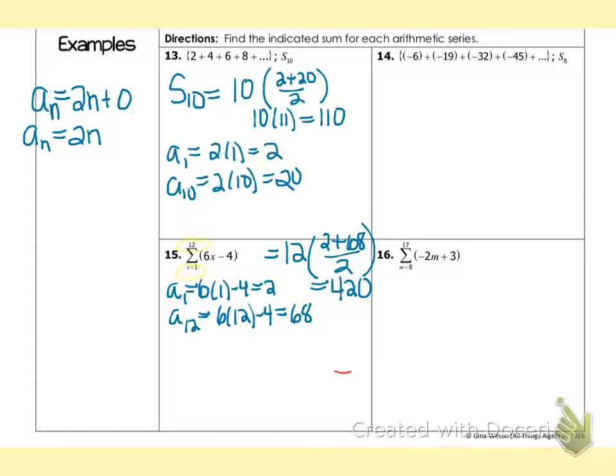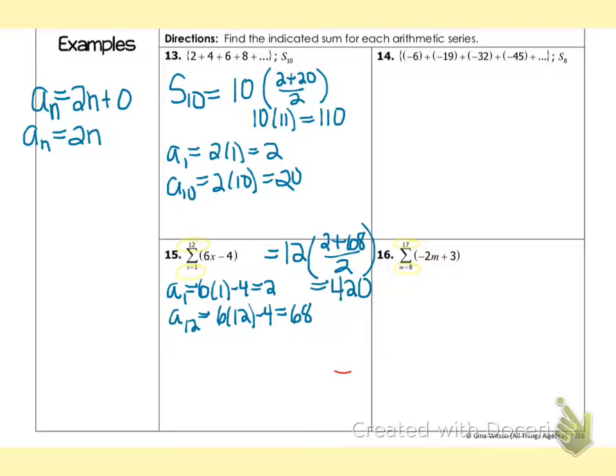So looking at number 16, that's a little bit different because this time it's starting with the 8th term and going to the 17th term. Now that is 10 terms because we've got the 8th and the 9th, the 10th, and so on. There's actually 10 terms there from the 8th to the 17th. So it's kind of like I'm finding a sum of 10 terms, or s sub 10.